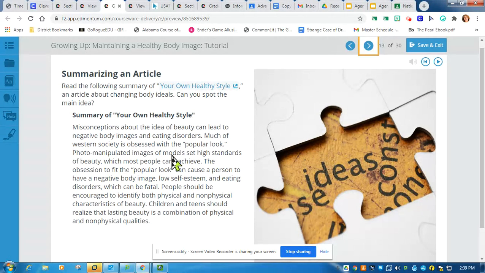Okay. After you have read the summary, think about what you think the main idea might be.